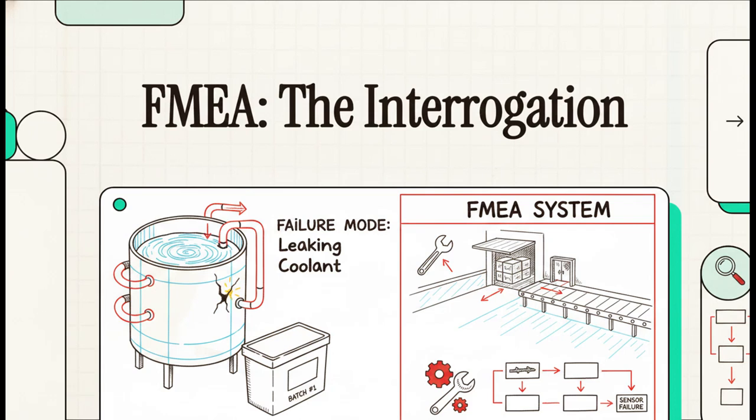Let's set the scene. We've got a brand new ice cream plant. The vats are chilling, the loading dock is freshly paved, and those first batches are ready to move. But before a single pint ships out the door, we need to ruthlessly interrogate the system. We're going to use failure modes and effects analysis, FMEA, to tear apart our own design and find out exactly how it's going to fail.